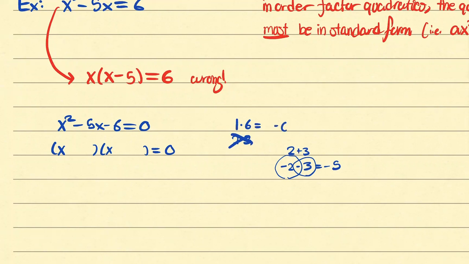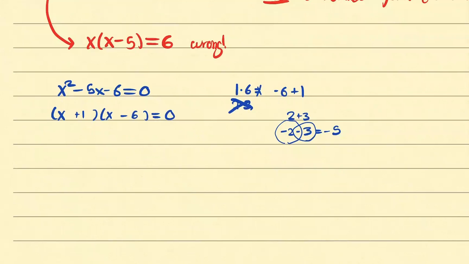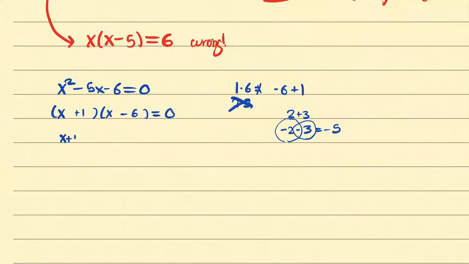So let's do -6 and +1. Adding them together, I get -5. Multiplying them together, I get -6. So it's going to be +1 and -6. Then my next line is using the zero factor property: x plus 1 is equal to 0, or x minus 6 is equal to 0.